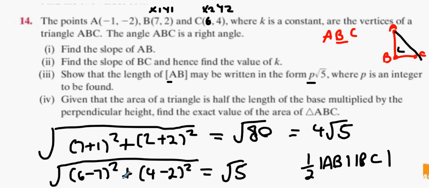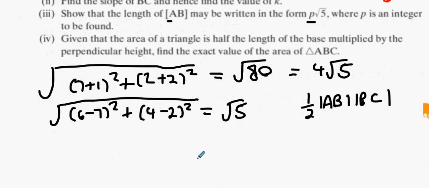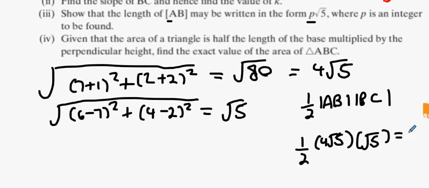Okay, so how do we get the area of the triangle then? Half AB, which is 4 root 5, times root 5. And we get an answer of 10. Yeah. Throw it on the calculator, you get 10. Who got that one? Mostly. Now we move on to 15.